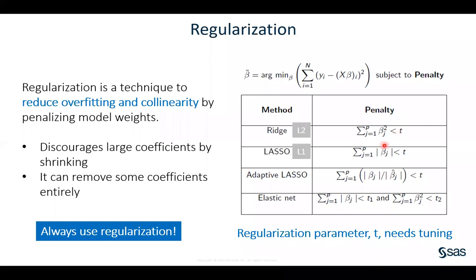So what is this number t and how can we find it? This is a hyperparameter of the model. And I can only solve this minimization problem using an optimization technique if I know what the value of t is.